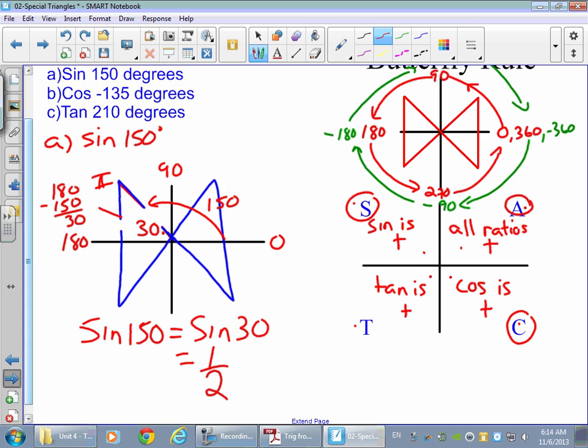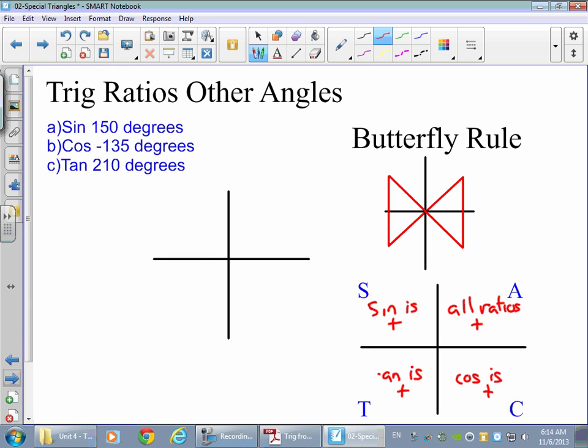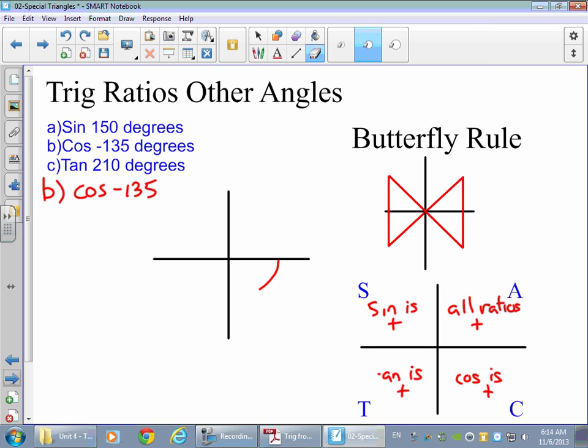And that's my final answer. So do a couple more and just see if it starts to make a little bit more sense. So cos of negative 135 degrees. Basically, I'm headed this way. I'm going to have to go through the 90 and on to a certain distance this way. This is my negative 180 over here, though, so I'm not going to reach that line.